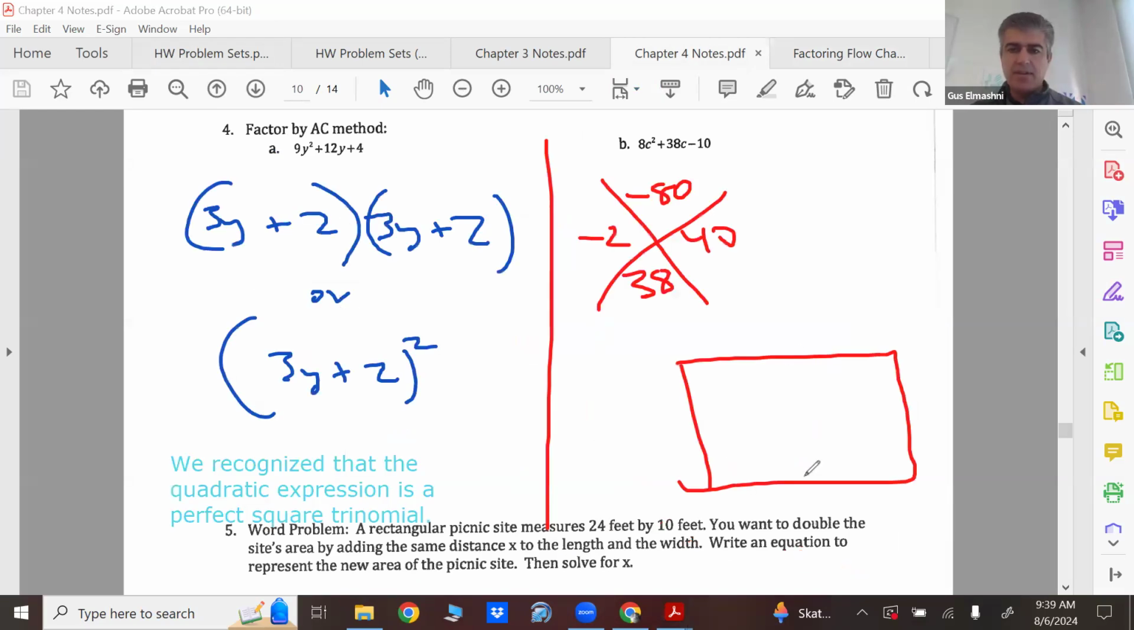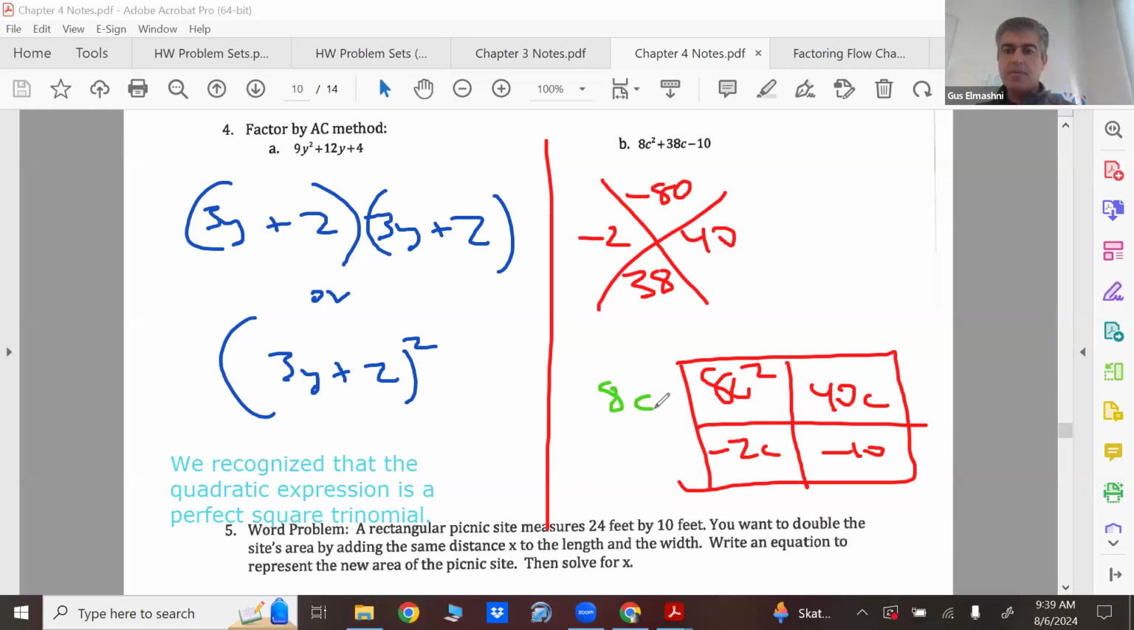All right. So 8c squared, negative 10, negative 2c, and 40c. Awesome. All right. What can I pull out from the first row? What's common in the first row? 8c, and this has to be c. This has to be negative 2. I should have done something else earlier on, but it's okay. And that will be 5, I think.